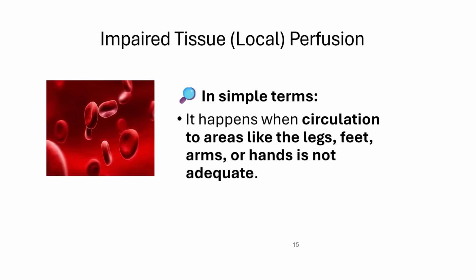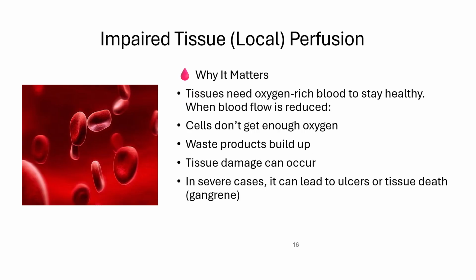So, tissue or local perfusion problems, in simple terms, this occurs when circulation to the areas like your legs, feet, arms, and hands are not adequate. Why it matters: we need oxygenated blood to stay healthy. When blood flow is reduced, cells don't get nutrients, cells don't get oxygen. We get those waste products built up.